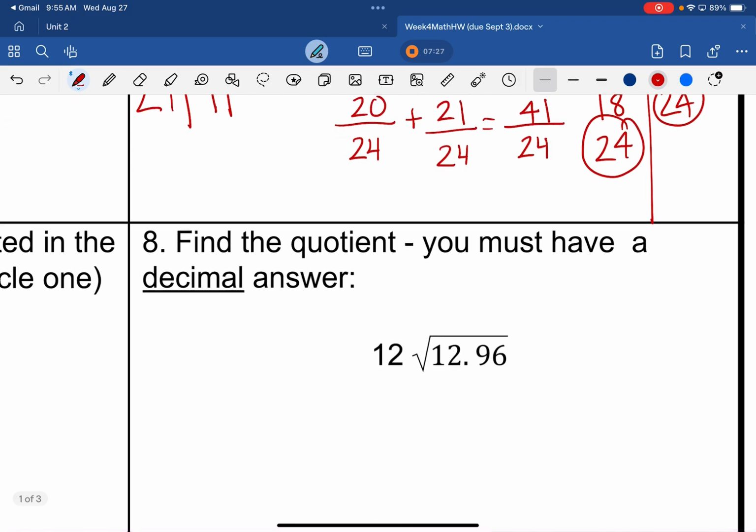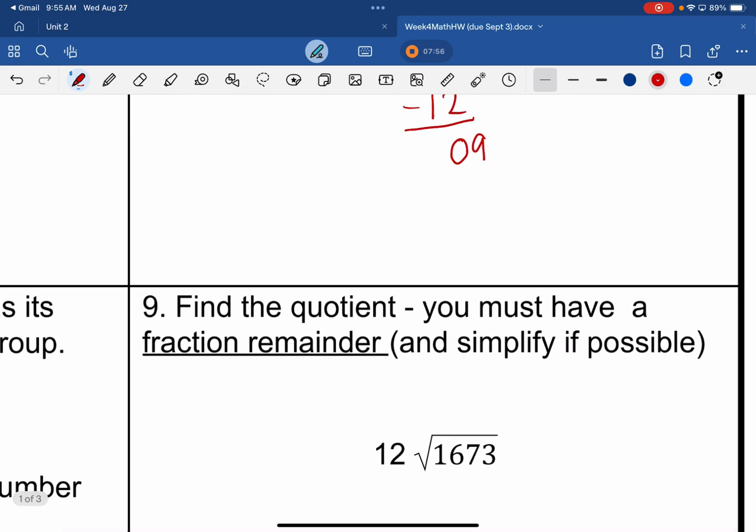All right, 8. Find the quotient. You must have a decimal answer. So let's first fix this because it looks funky town. And then let's pull up our decimal. Well, 12 goes into 12 one time. 12 minus 12 is 0. Bringing down a 9. You're going to finish it. Whatever you get for how many groups of 12 you make with 9, you put right here, and you've already made a decimal answer. So you don't have to worry about it anymore. Go ahead and keep solving that one.